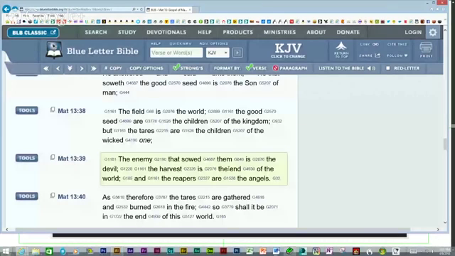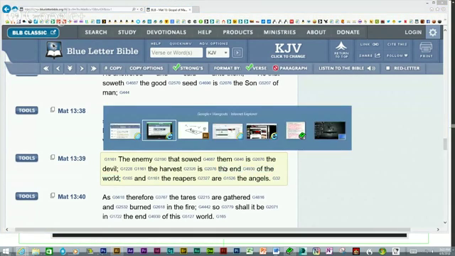So let's go back. The enemy sowed them as a devil, and this represents your accusational nature that does not allow you to harvest that which is true. The harvest is the end of the world. Now, a lot of us have a problem with this one because we think it's about the end times, the destruction of the world itself. But this is not about the destruction of the world outside of you. This is technically about the world inside you.